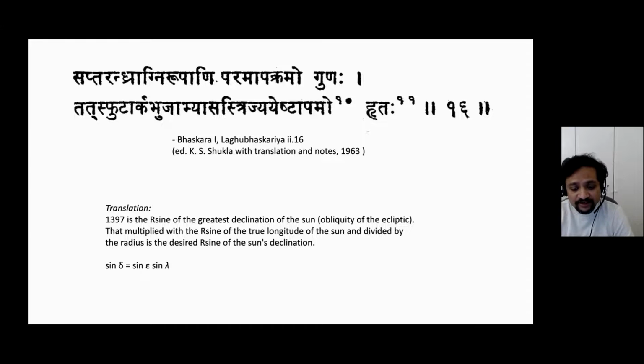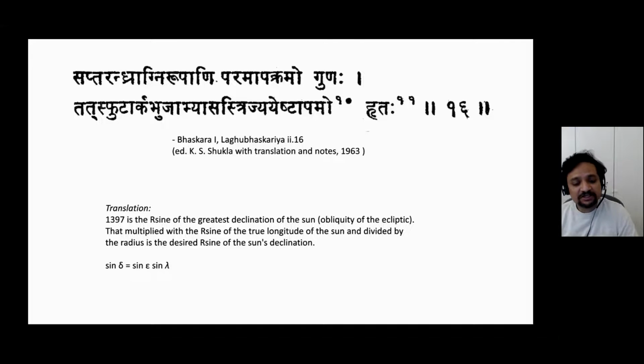So literally the verse translates as follows. 1397 is the R sign of the greatest declination of the sun. That multiplied with the R sign of the true longitude of the sun and divided by the radius is the desired R sign of the sun's declination.